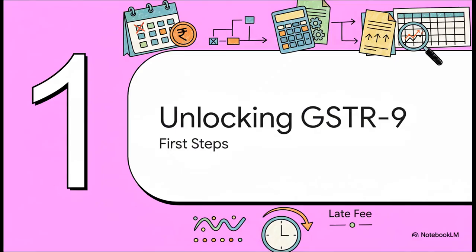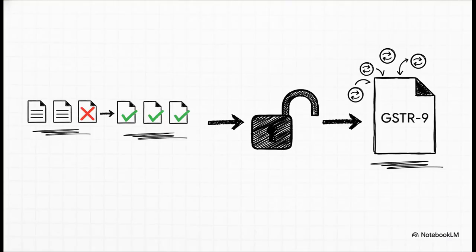Okay, section 1. First things first. Before we can even touch the numbers, you've got to be able to access the form on the portal. So let's talk about how to get it enabled. So here's the deal, and it's a big one. The system literally will not unlock your GSTR 9 until every single GSTR 1 and GSTR 3B for the financial year is filed. If you have even one return pending, you're completely locked out. No way in. But once you've filed everything, the system automatically opens it up for you and starts pulling in all that data from your previous filings.